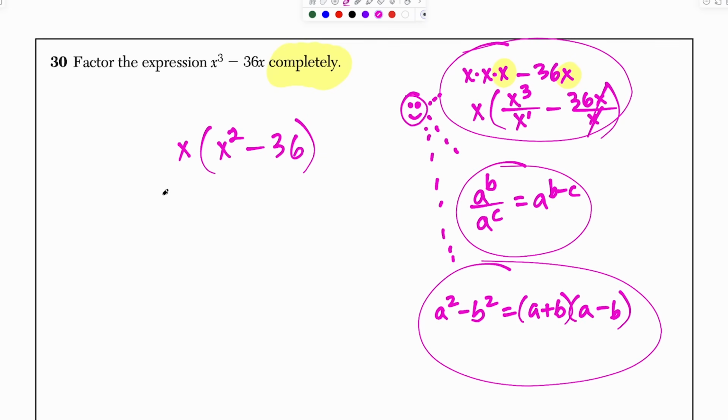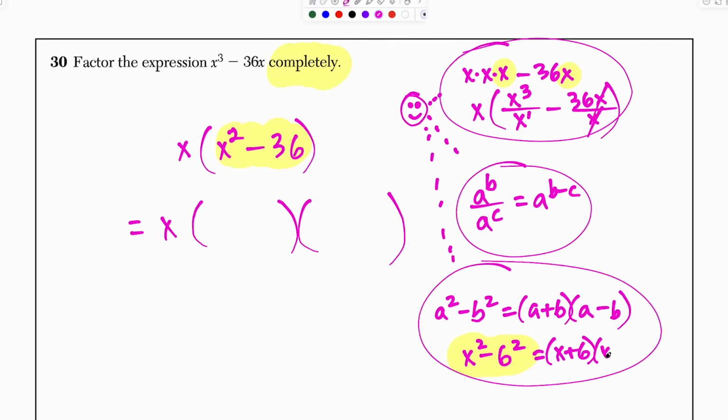So for the next line, we could say now that this is equal to x times, and now the x squared minus 36, we're going to factor that using this technique here. So just think of this as x squared minus 36, if I highlight this. So this part, if I write it over here, is the same thing as saying x squared minus 6 to the second power, which would factor nicely to x plus 6 times x minus 6. So that's what we're going to write over here. We have x plus 6 times x minus 6, and now we can't factor anymore.